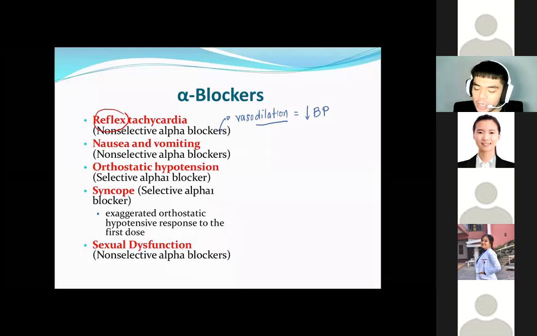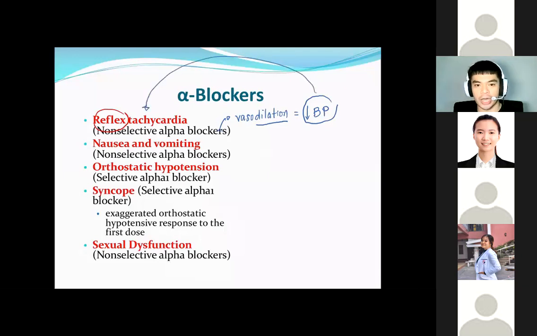And take note, because of this trigger, normal na mag-compensate ang katawan natin to address this. And the compensatory mechanism of the body is to cause reflex tachycardia. Okay? That is, bumibilis ang tibok ng puso para tumaas ulit ang blood pressure. So part yan ng compensation ng katawan. Okay? So normally, ang paraan para ma-block natin ang reflex tachycardia is to use beta blockers, kasi they target the heart. Okay? Next, we have nausea and vomiting that is observed with the use also of non-selective alpha blockers.